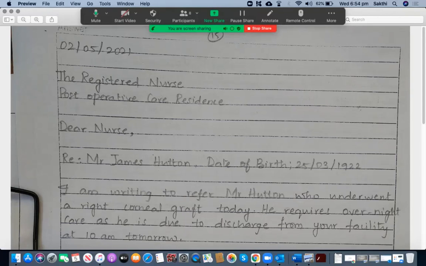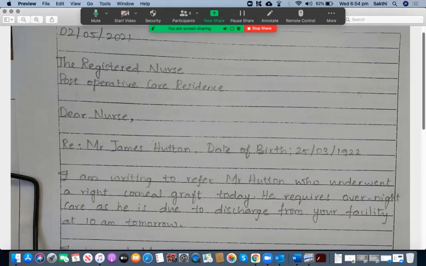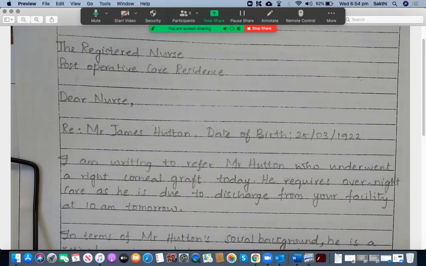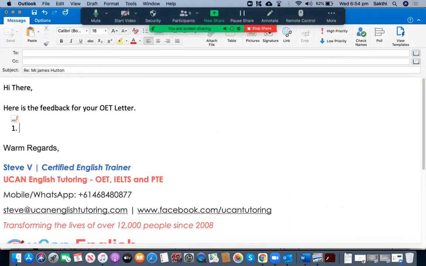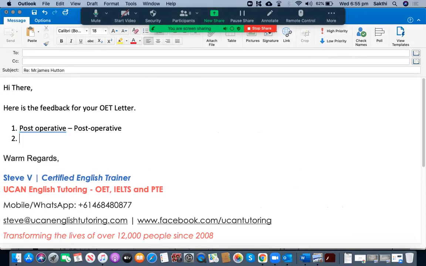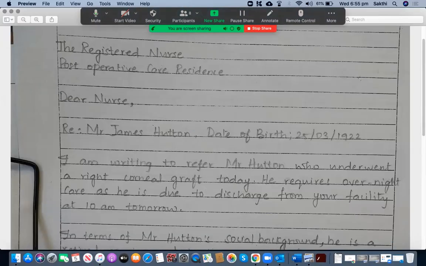So, "Dear Nurse," that's okay. Comma, that's good. I'm happy with that. This one is just a recommendation, but it's highly recommended to use it. Okay, post-operative. You should say post, then hyphen, and then operative. So you can see the mistake here, right? Okay, let's go to the next one.